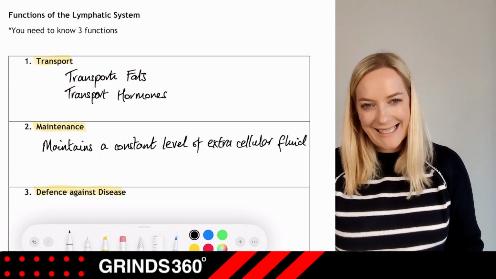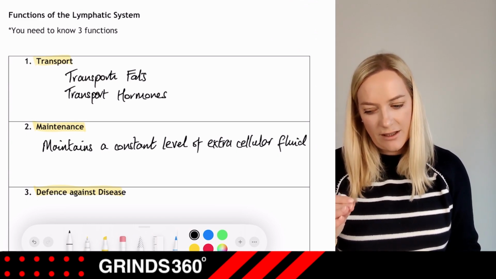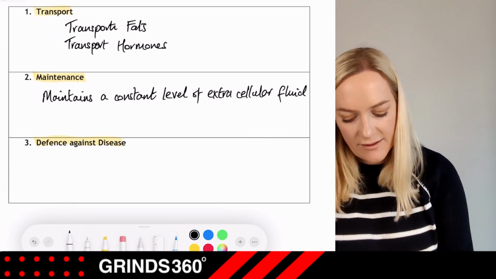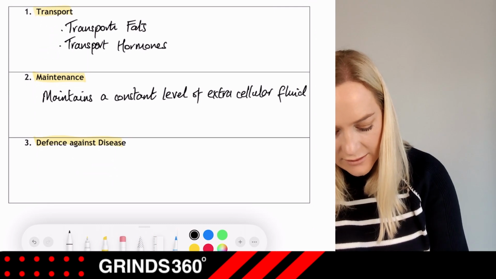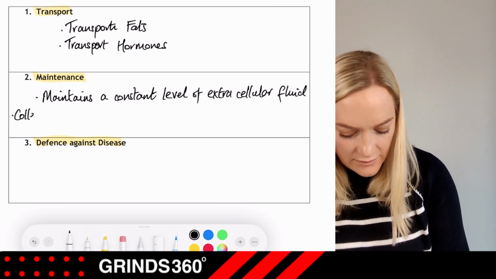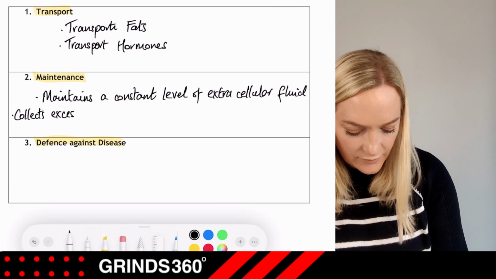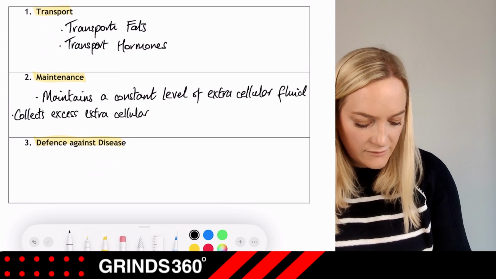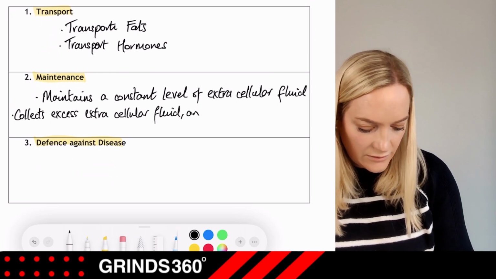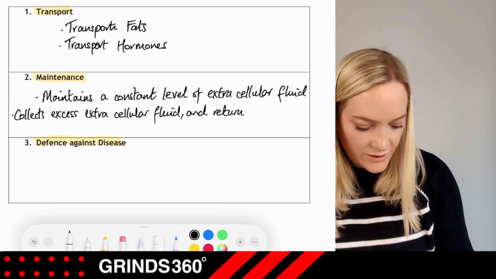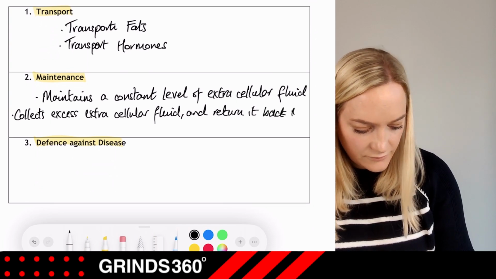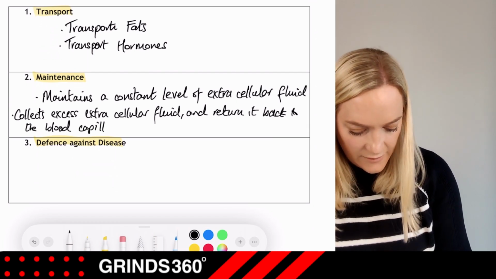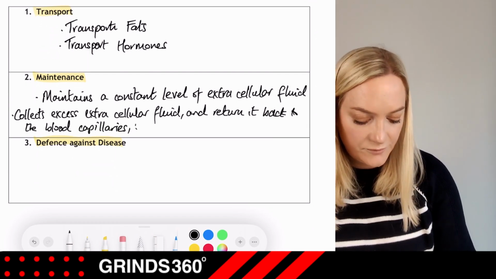What it will do, it'll collect excess extracellular fluid and will transport that back into the blood at the capillary end. Okay, so it collects excess extracellular fluid and returns it back to the blood capillaries by diffusion.